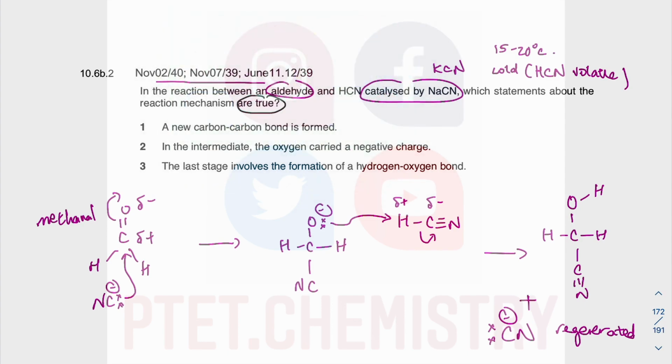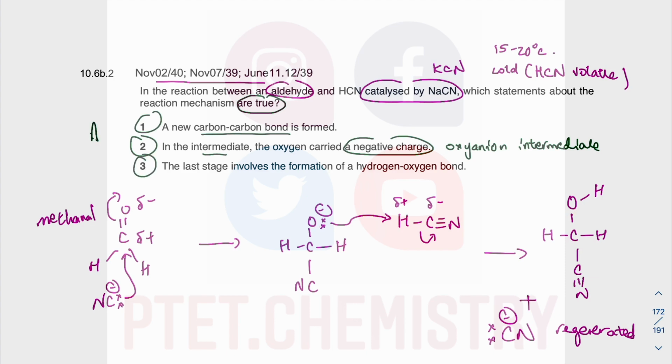Which of them are true? In the intermediate, the oxygen carries a negative charge, so I hope you can see that. I don't want to put unnecessary arrows into it, so there is an oxyanion intermediate. So number 2 is correct. A new carbon-carbon bond is formed. You can see that a new carbon-carbon bond is formed. The last stage is the formation of a hydrogen-oxygen bond, an oxygen-hydrogen bond being formed. So 1, 2, and 3 are correct.